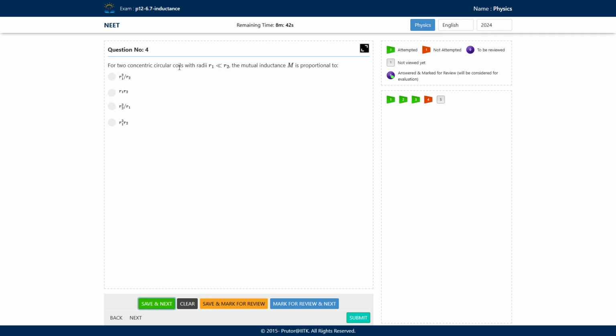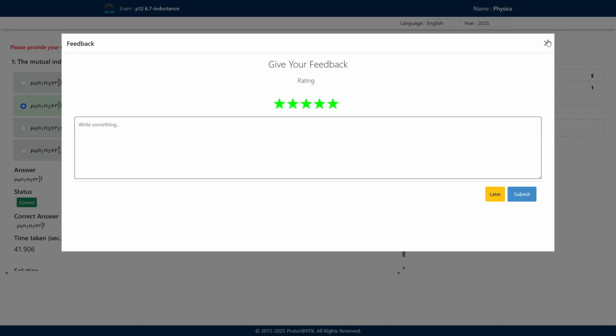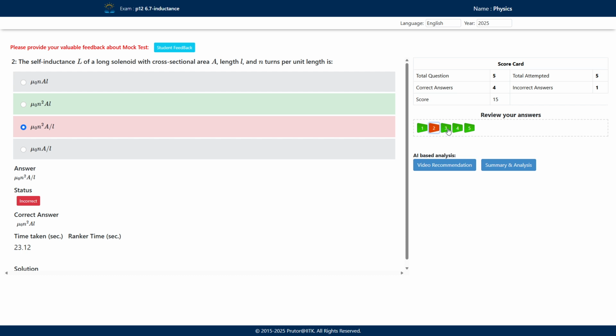Okay, for two concentric circular coils with radii R1 much less than R2, the mutual inductance M is proportional to R1 square upon R2, R1 R2, R2 square upon R1, or R1 square upon R2. Which option is correct? First, yes. The magnetic energy per unit volume of a solenoid is, this is not today's. Okay, this is tomorrow's, so I marked randomly.